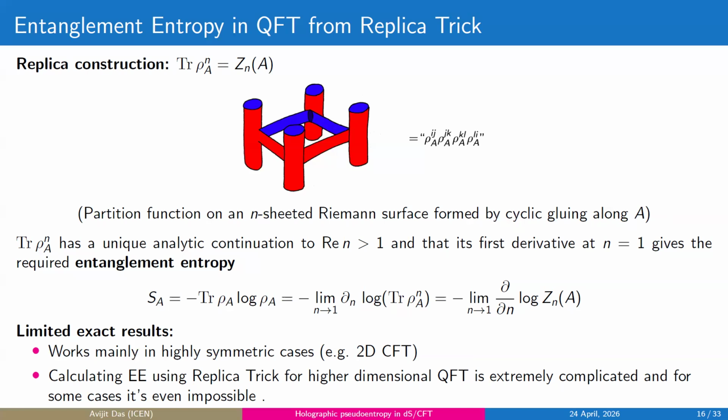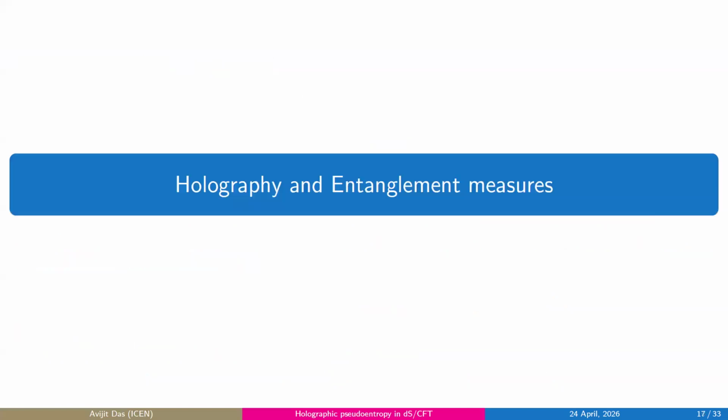Right. But there is still a limitation of this process, because it only works for very symmetric cases like 2D CFTs. If you go to higher dimensions, it's very complicated and very hard to do this replica, and in some cases it's even impossible. So the solution to these things is holography. In holography, we know that the CFT or quantum field theory is related by a dictionary, what is called the AdS/CFT dictionary, to a gravitational theory.